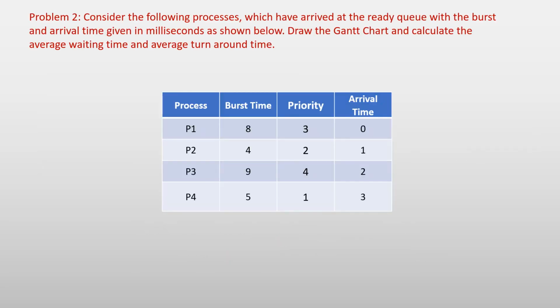Let's consider another example. Now in this example, we have 4 processes. Their CPU burst times are 8, 4, 9, 5. Their priorities are 3, 2, 4, 1 and their arrival times are also given. So first you need to consider arrival time and then the priority.